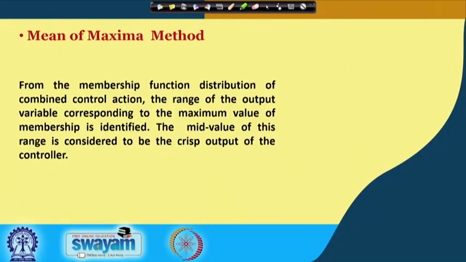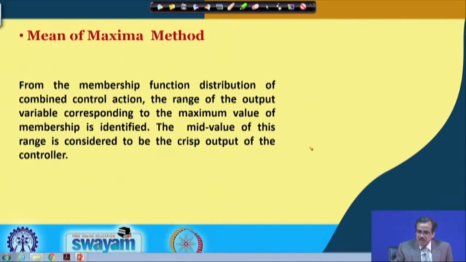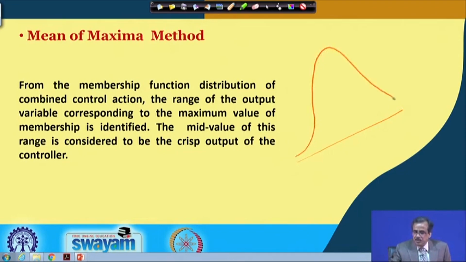Supposing that I am going to consider, say, one Gaussian distribution as the membership function distribution for the output. So, this is nothing but the Gaussian distribution for the output variable. This is one Gaussian, there could be another Gaussian here, but let me consider only one Gaussian for simplicity.